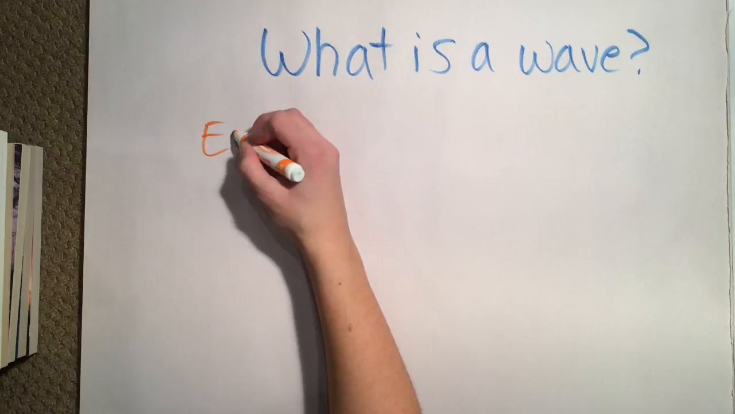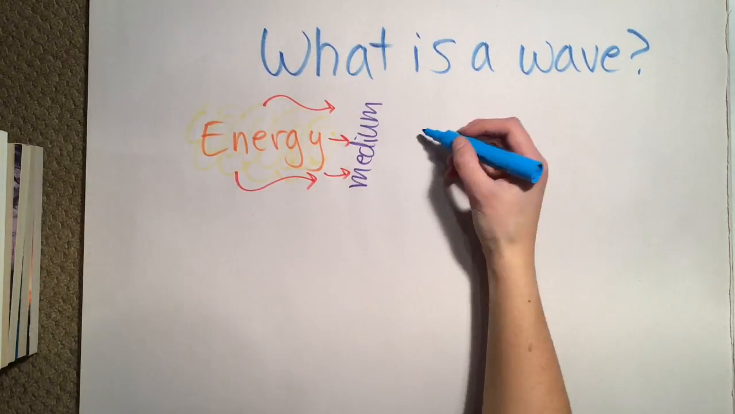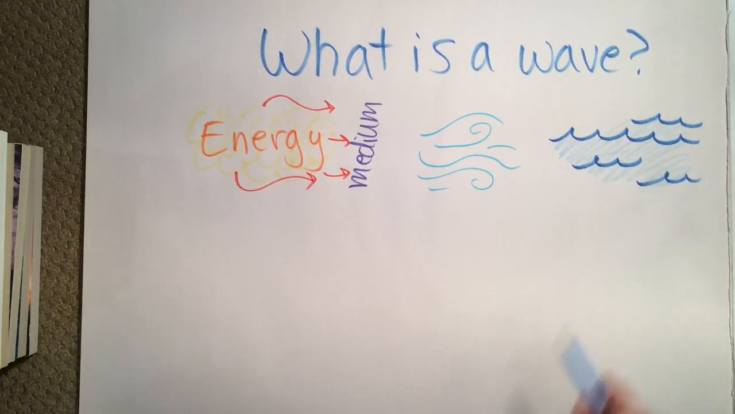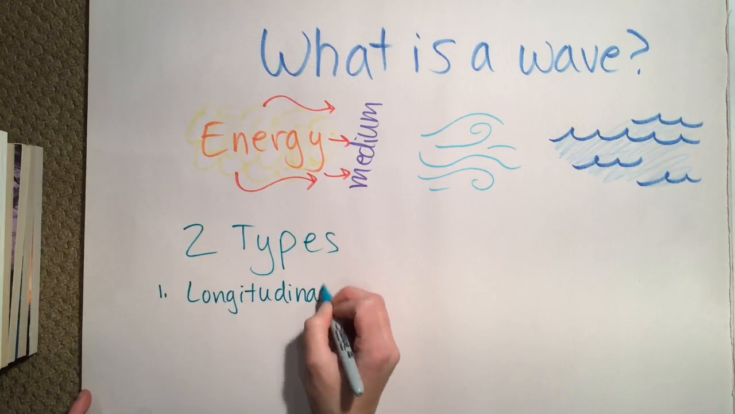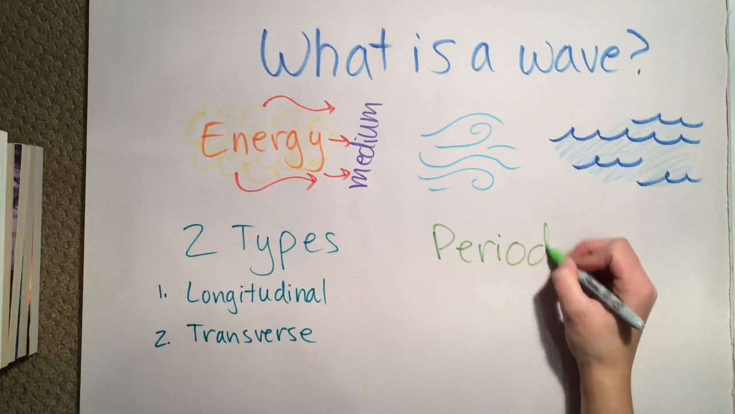A wave is a parcel of energy that moves through some kind of medium, which could be air, like in a sound wave or a light wave, or it could be water, just like in an ocean wave. There are two main types of waves. There's a longitudinal wave and a transverse wave. They both share one characteristic, which is the period.